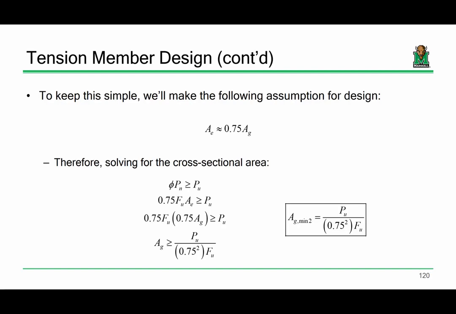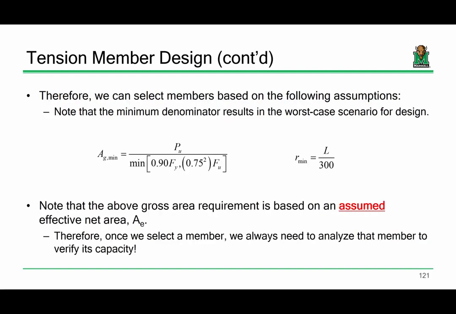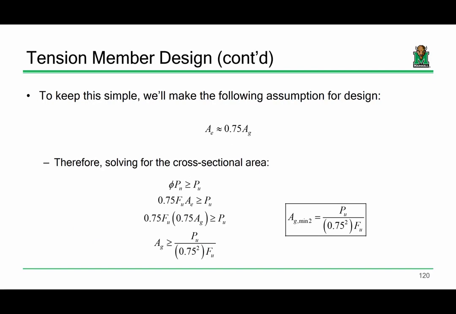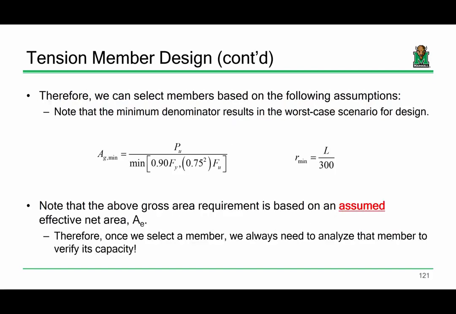Okay? Everybody all right on this? So think, if we have, let me go back. So we have one limit on gross area. We have another limit on gross area. So what I propose is let's just combine those into a single expression. And so in design mode, what we'll do is we will compute a minimum gross area, and we'll compute a minimum radius of gyration. And then we will pick a member that seems to work.